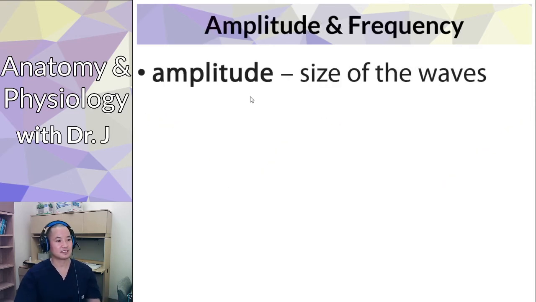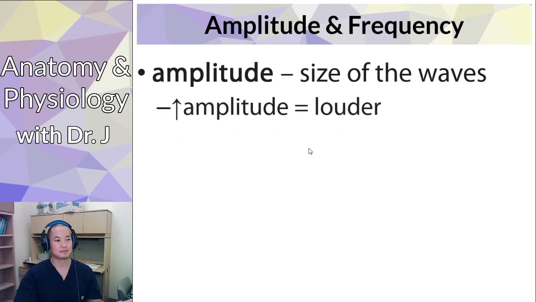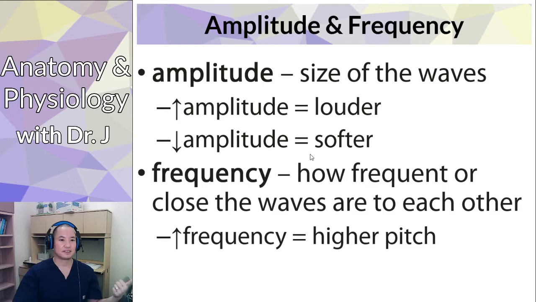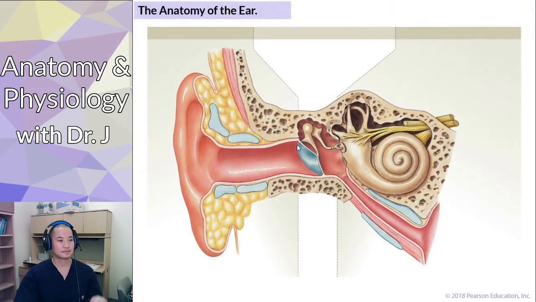Alright, so again, amplitude, size of waves: increased amplitude is louder, decreased is softer. And frequency: increased frequency, higher pitch; lower frequency, lower pitch. Now here's the anatomy of the ear. So you have three main regions. You have the external, middle, and internal ear.